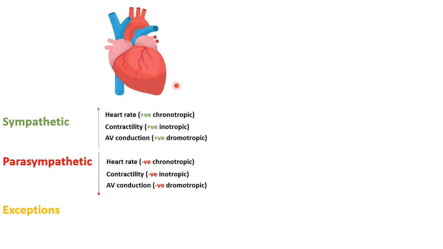regarding the heart and the innervation of autonomic nervous system. Okay, we have atria and ventricles. Okay, there is no parasympathetic innervation to the ventricles. Parasympathetic only innervates atria. There is no innervation of parasympathetic to the ventricles.